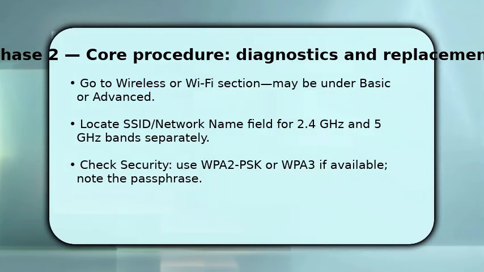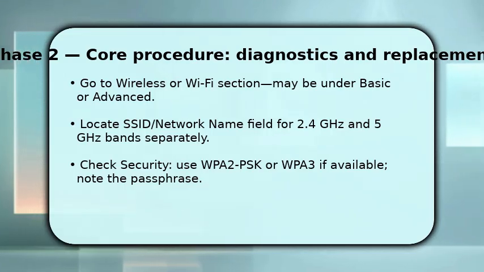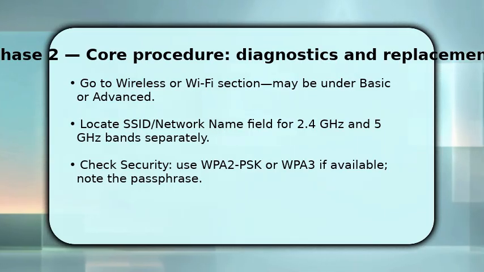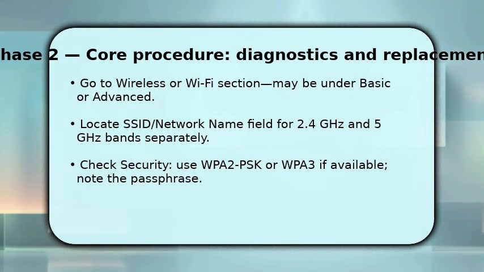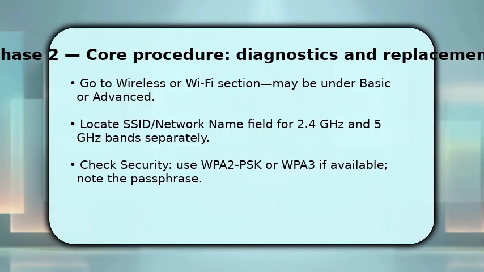Type your new Wi-Fi name. Keep it short, recognizable, and avoid special characters that might break older devices. While here, confirm security is WPA2 or WPA3, and note that after editing the SSID, click Save or Apply.